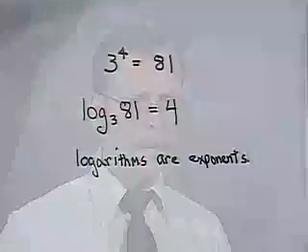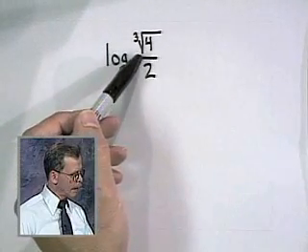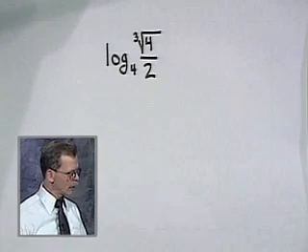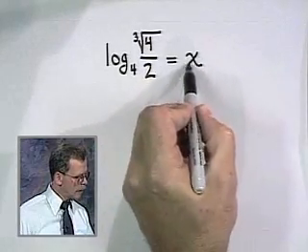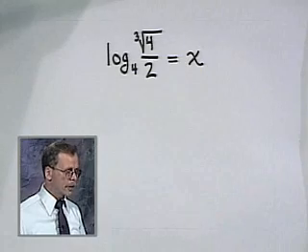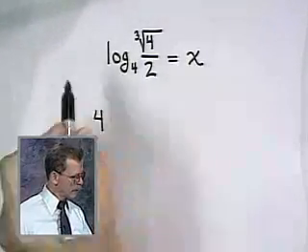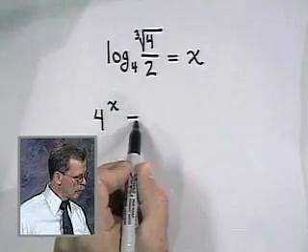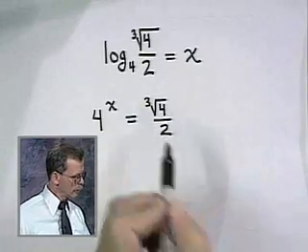Now let's see what we can do with this conversion idea by trying to evaluate a logarithm by putting it back into exponential form. Here's our problem: log base 4 of the cube root of 4 divided by 2. If we're going to put this in exponential form, we would probably put an x out here. Now we can change it back into exponential form. The base is 4. The logarithm is the exponent, x, equals the argument, cube root of 4 over 2, like so.